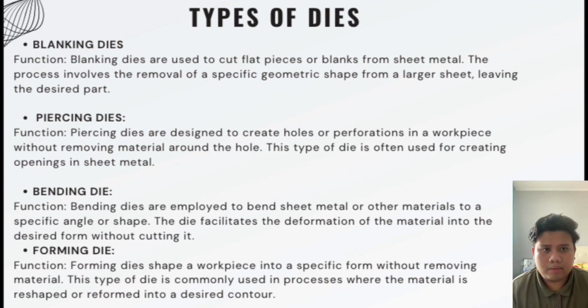Bending die. Bending dies are employed to bend sheet metal or other material to a specific angle or shape. The die facilitates the deformation of the material into the desired shape without cutting. Forming die. Forming dies shape a workpiece into a specific form without removing material. This type of die is commonly used in processes where the material is reshaped and deformed into a desired contour.